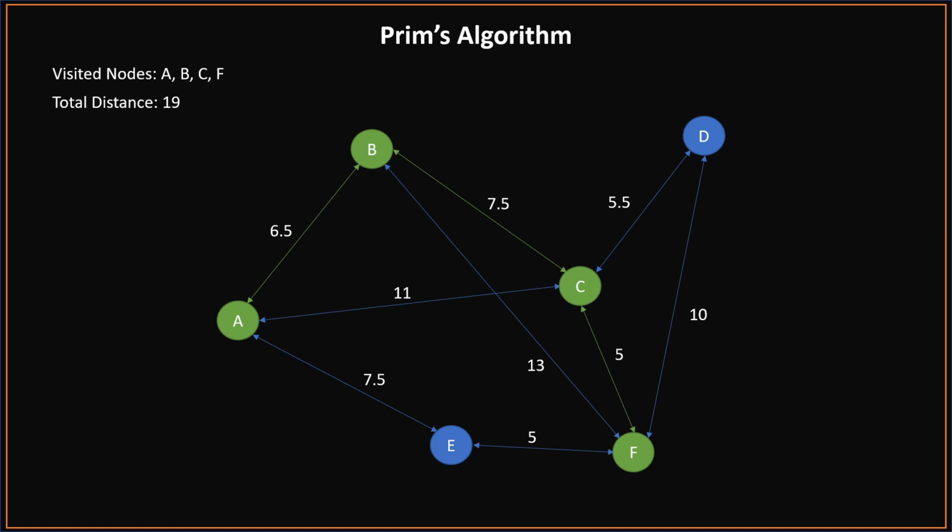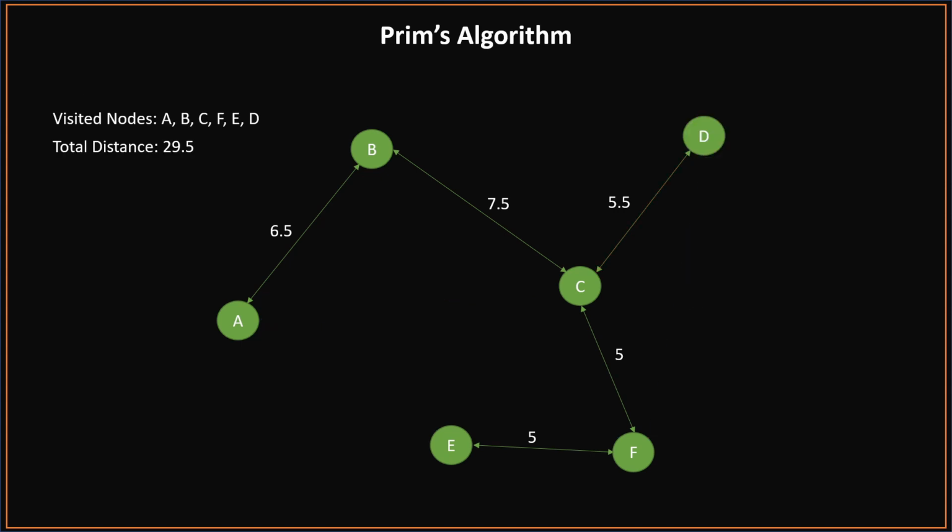Now, the connections available to us are C and D, A and E, F and E, F and D. From these, we choose FE. And finally, the two connections left are between C and D and F and D. From these, we choose C and D. Now that every node has been visited, we know that we have the minimum spanning tree.